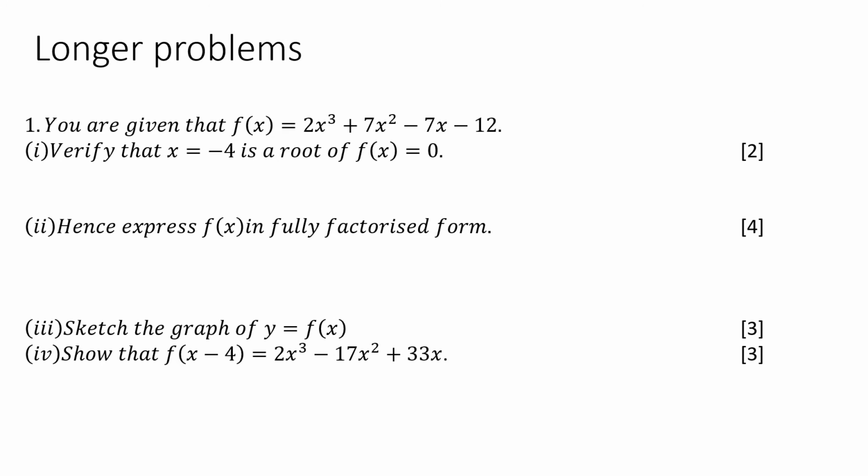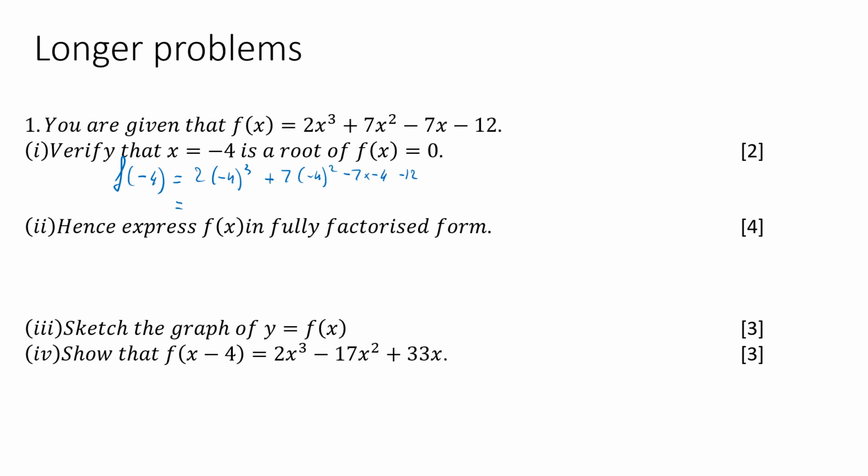Okay, let's go through the first two parts of this question. Verify that x equals minus 4 is a root of f of x equals 0. What this really means is they want us to calculate the value of f of minus 4. They want us to substitute x for minus 4 into the expression. So you have 2 times minus 4 to the power of 3 plus 7 times minus 4 squared minus 7 times minus 4 and minus 12.